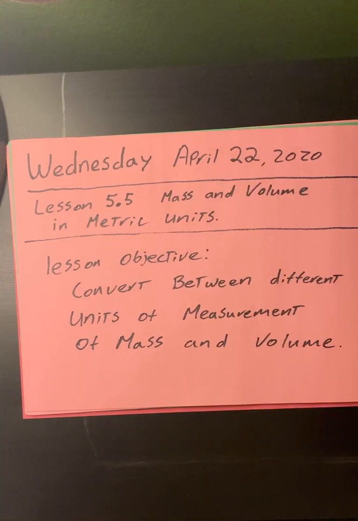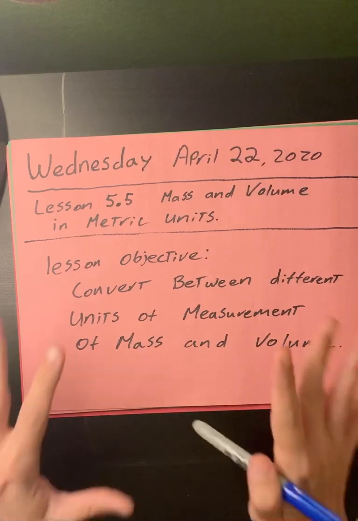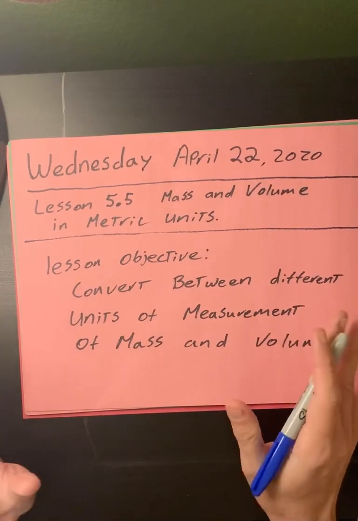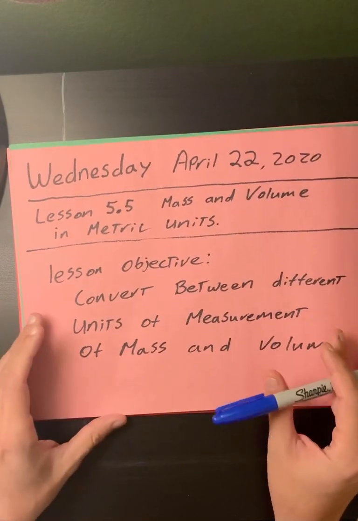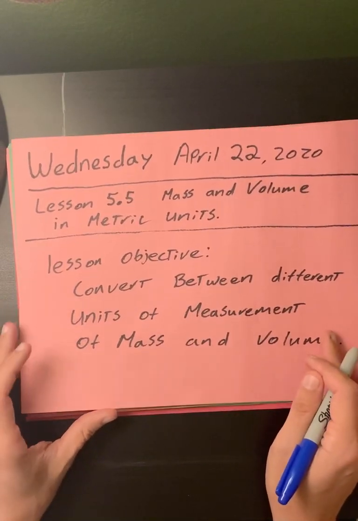So last Thursday we had customary units of mass and volume. Those would be our ounces, pounds, and tons, or our cups, pints, quarts, and gallons. Today we're using metric units. Metric units are used in 97% of the world over and often used in science curriculum.